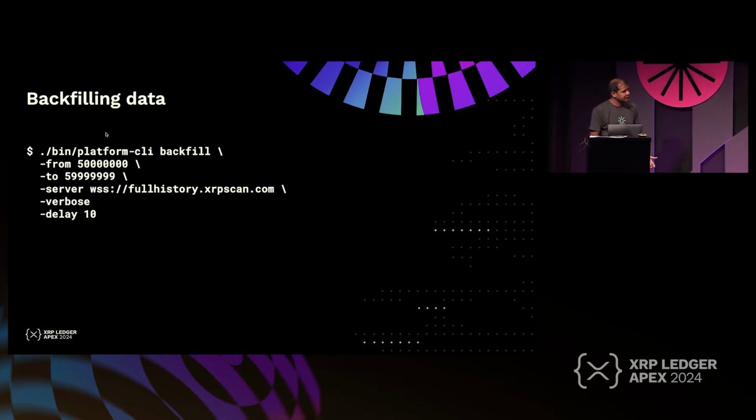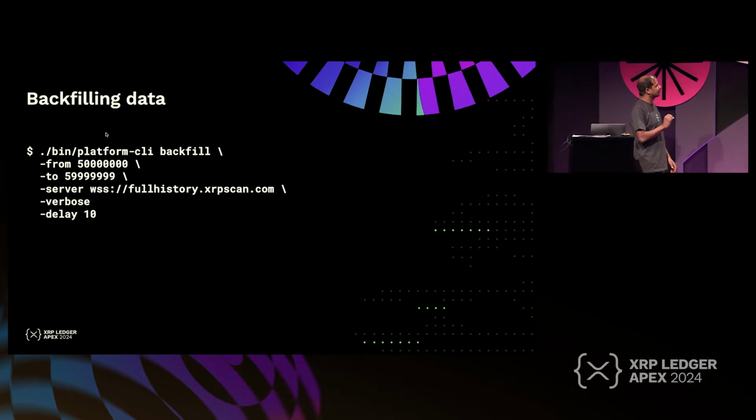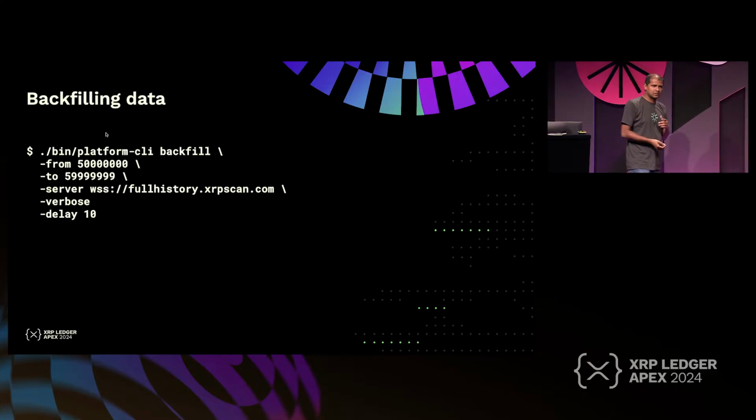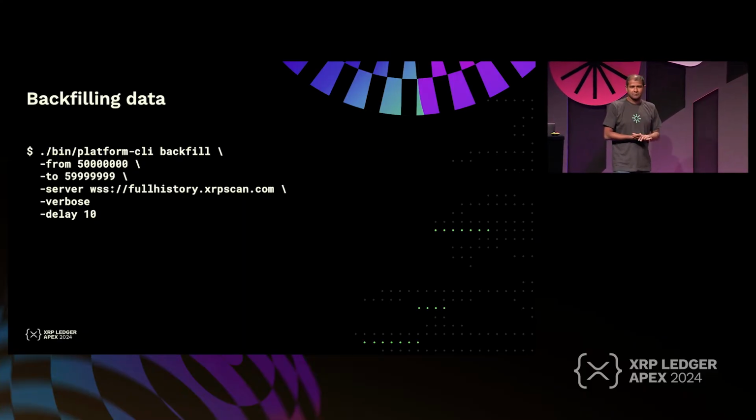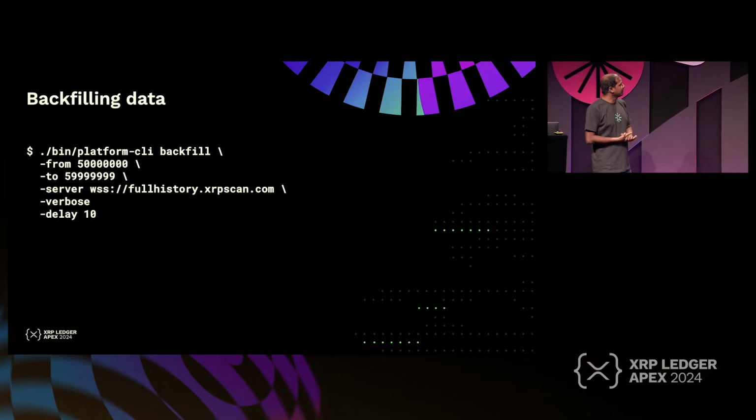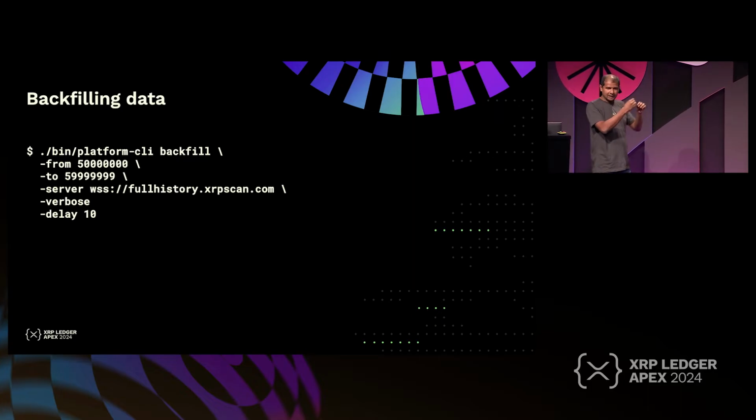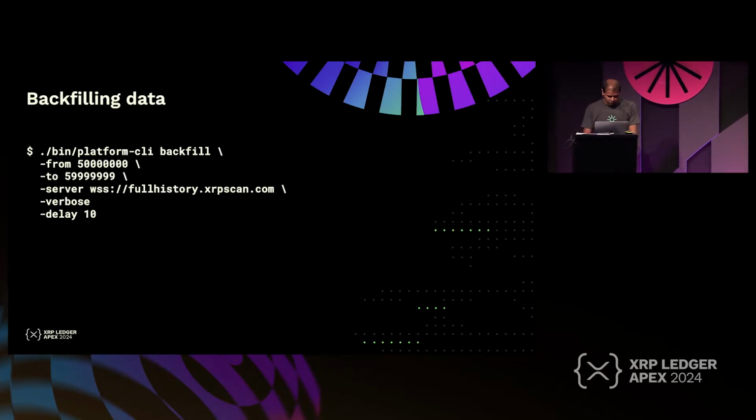Next is backfilling data. There's also a platform CLI, which is for configuring the instance, configuring the platform. It has a backfill command wherein you can specify the ledger range that you want to index. Usually, forward is from today, right now, to 88, 89 million ledgers which are going on. But if you want to backfill from full history, you can do that as well. I'll quickly show how that works.